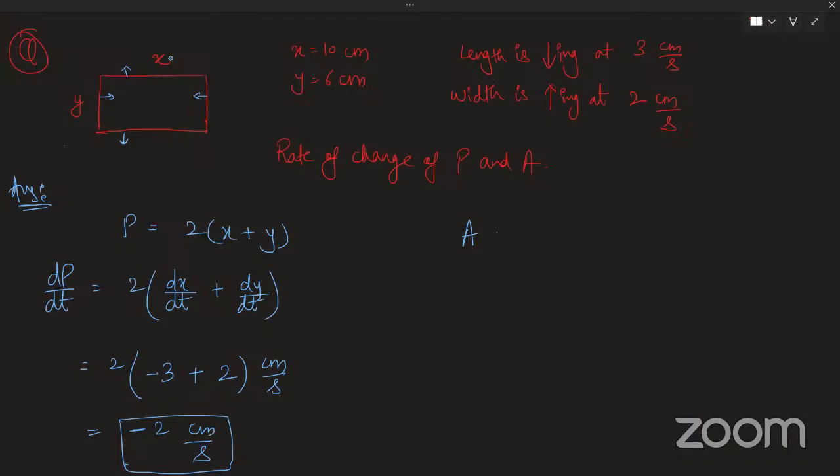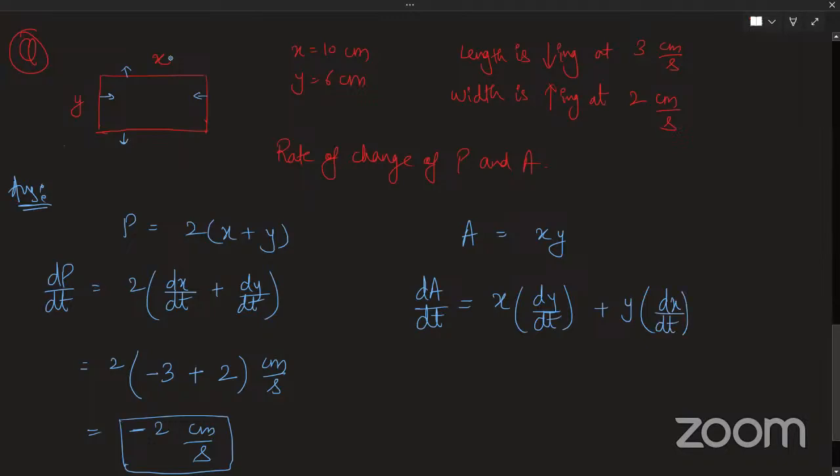Now, what about area? Area can be written as x into y, right? So dA by dt can be written as, tell me, how will you differentiate x into y? What is the derivative of x into y? Product rule, sir. Product rule, great. So apply product rule, it will be x into dy by dt plus y into dx by dt, correct?